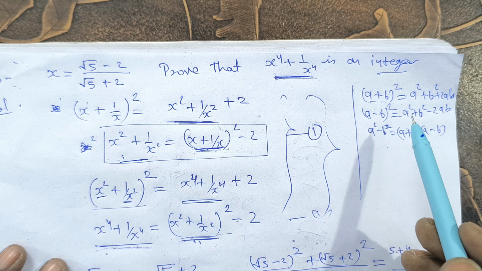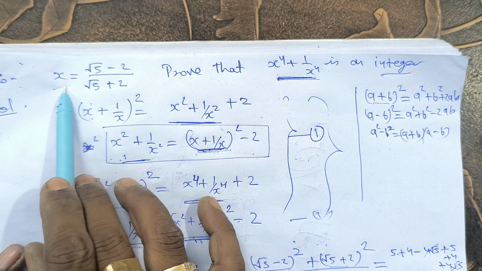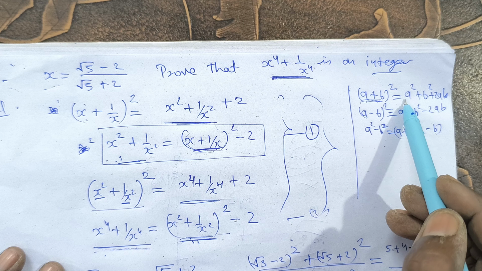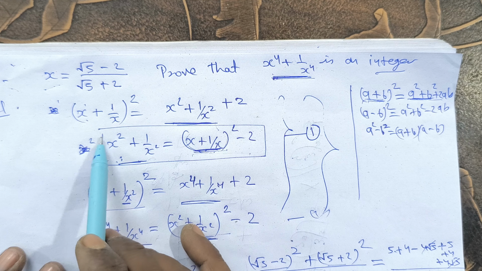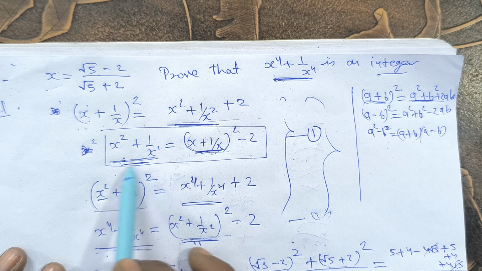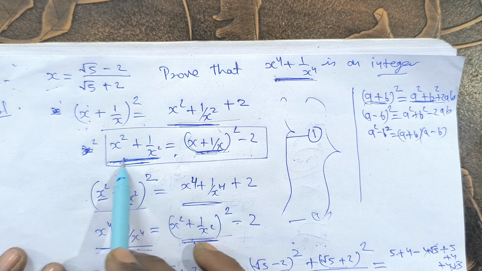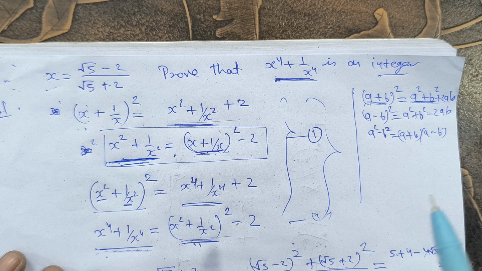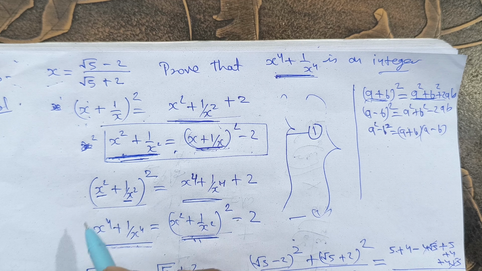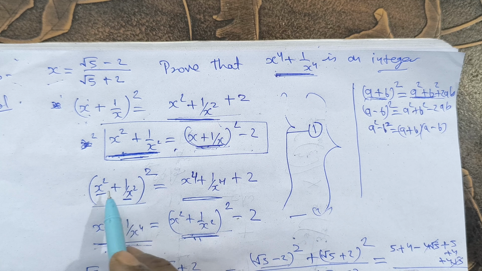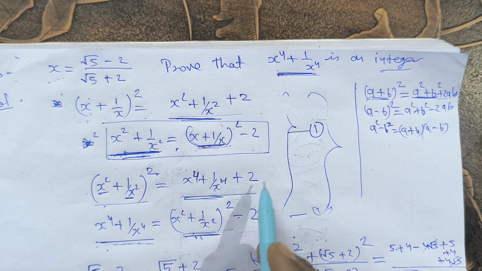How? We know x plus 1 upon x, so we need the formulas of squares. So first we will find x square: x plus 1 upon x whole square equals this. So we got this one. Now if we make the square of this, we will get power 4. If we make the square of a square, it becomes power 4. This formula you also understand.